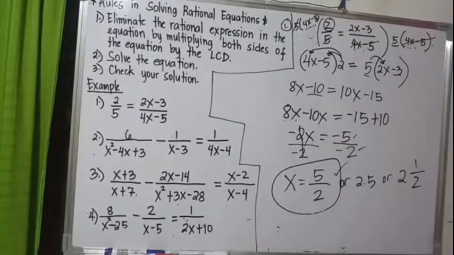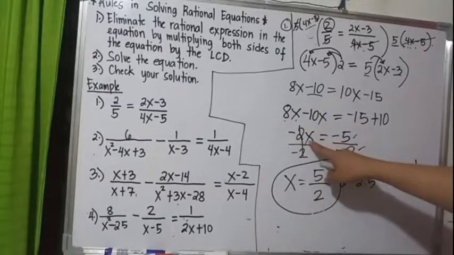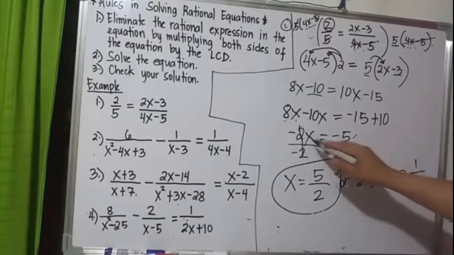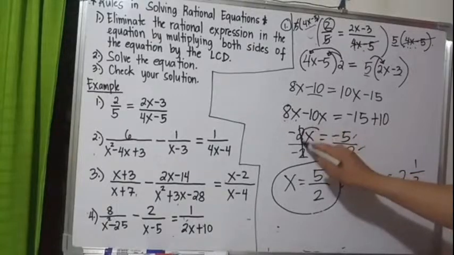Sir, saan mo kinuha yung negative 2 para ma-divide? Ito, negative 2x. Divide both sides by negative 2 para ma-eliminate natin ito. Then, ang remaining is x.